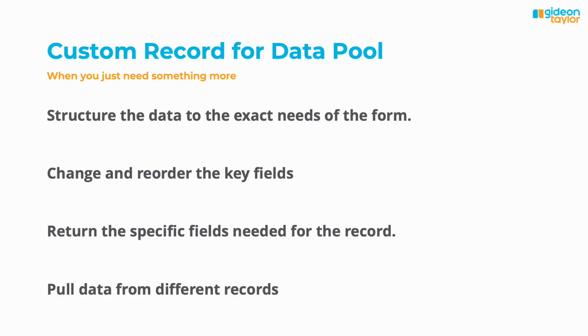And finally, when these data pool options still aren't enough to meet your requirements, then it's time to look at using a custom view. Custom views are able to structure the data in the exact needs of the form. We can change and reorder the key fields and return specific fields. We can also pull data from different records, allowing the one custom view to return data that otherwise would have needed multiple data pools of delivered records to achieve.